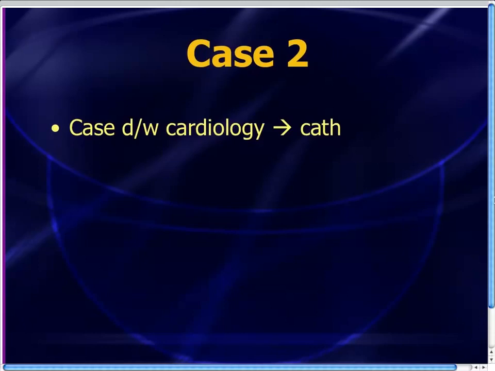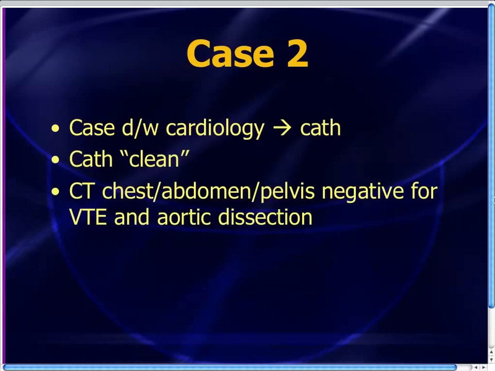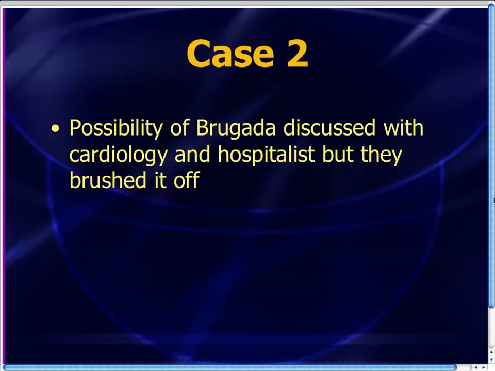Anyway, they take the patient to cath, and guess what? Clean coronaries. No surprise there. They also got a CT of the chest, abdomen, and pelvis in the hospital, which was all negative for venous thromboembolism and negative for aortic dissection. Those are reasonable things to think about also. Well, anyway, Randeep was still really bugged by this possibility of Brugada. He actually spoke with the cardiologist and the hospitalist, but they just kind of blew him off about it.